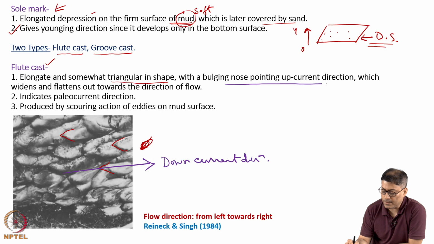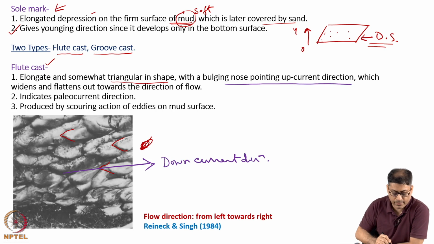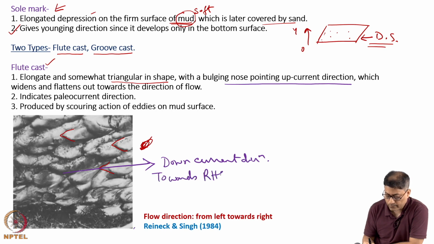Bulging nose pointing up current direction. From here we say that the flow direction indicated from this photograph is towards right hand side. And if we are using a clinometer or Brunton, we can find out the geographic direction. It indicates paleo current direction. It is produced by the scouring action of eddies on the mud surface.